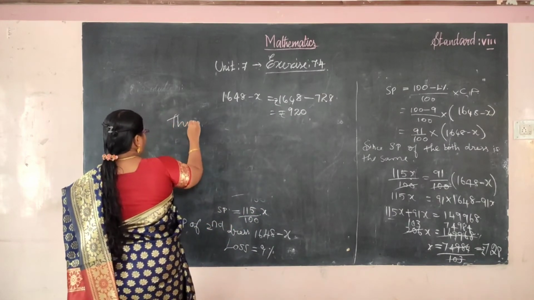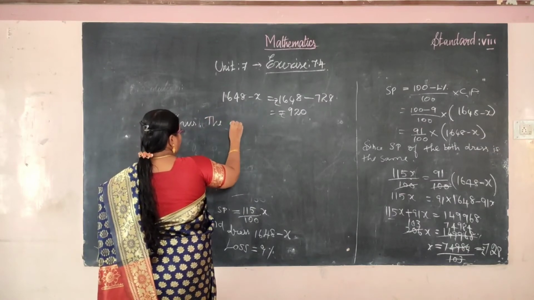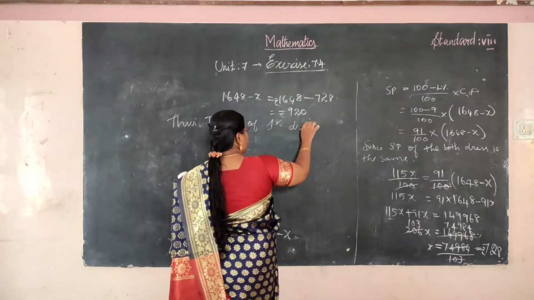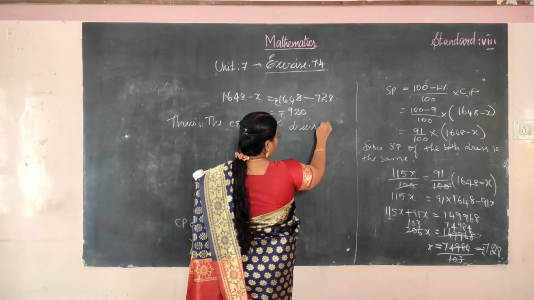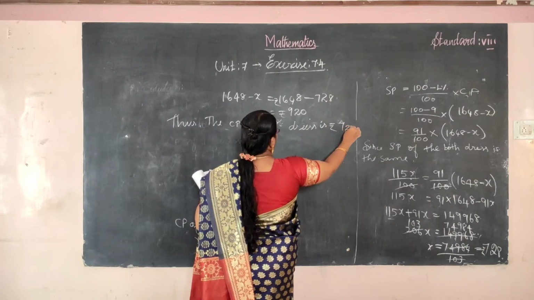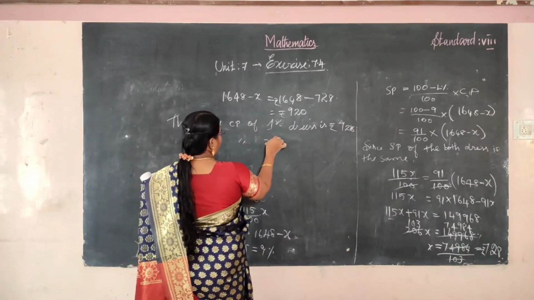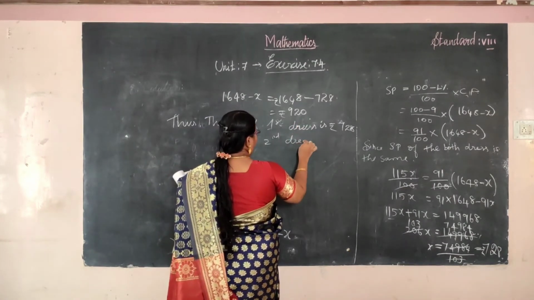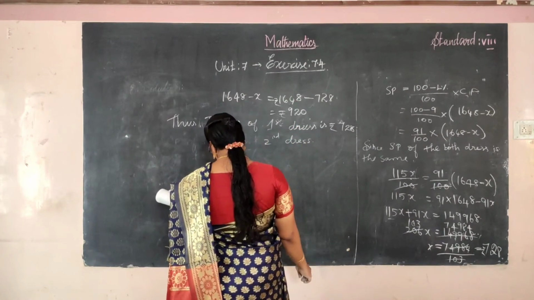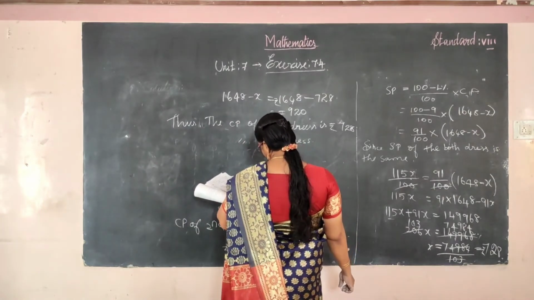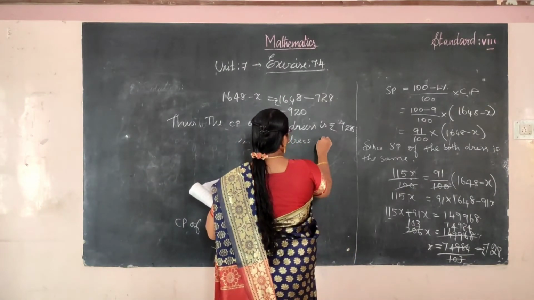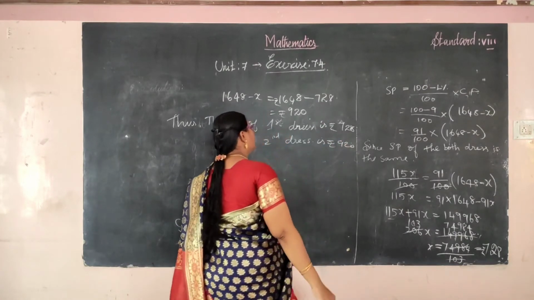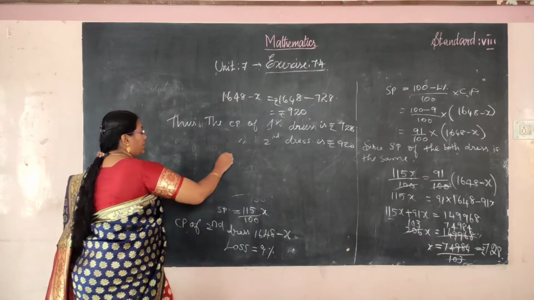Thus the cost price of the first dress is rupees 728, and the cost price of the second dress is rupees 920. That's all.